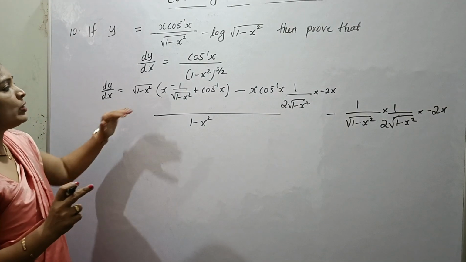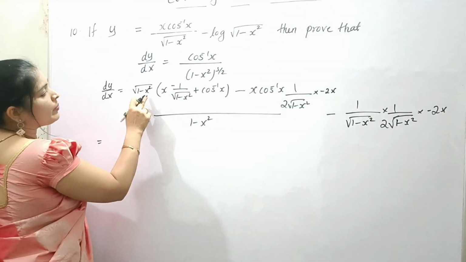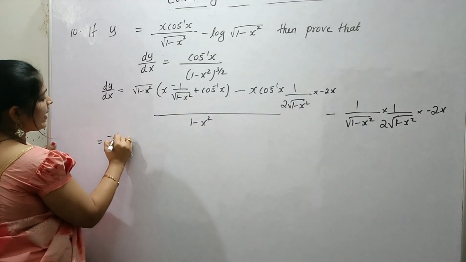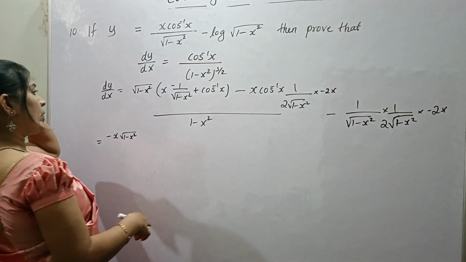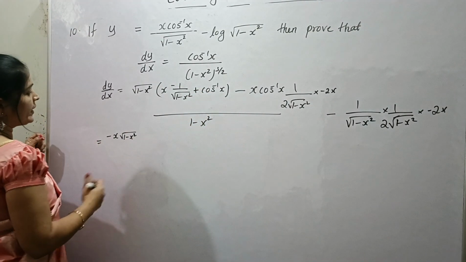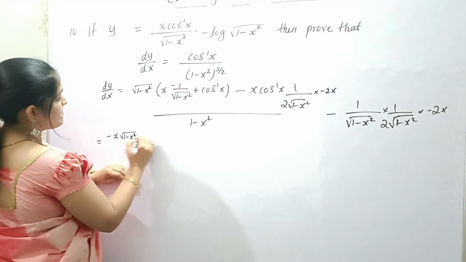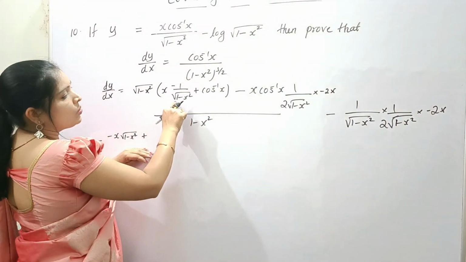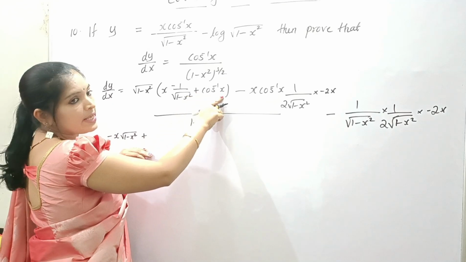So you should be careful when you simplify this. Root 1 minus x square, let's multiply this root 1 minus x square by each of these terms. So here it will be minus x root 1 minus x square. Before that, see here we have to take LCM. Let's do it later. X into root 1 minus x square divided, plus, so here take LCM. It is 1 minus 1 by root 1 plus 1 minus x square plus cos inverse x.